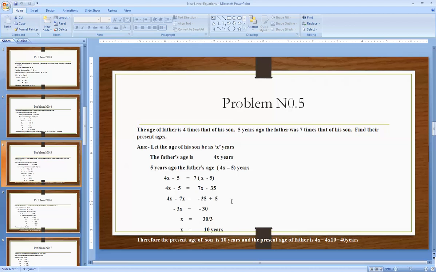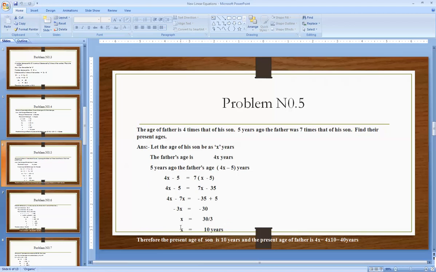This minus 5 will become plus 5. Now we should go for subtraction, that is 4x minus 7x is nothing but minus 3x equals minus 35 plus 5, which is nothing but minus 30. Therefore, minus minus on both sides will get cancelled. x equals 30 by 3. Therefore, the value of x equals 10 years.